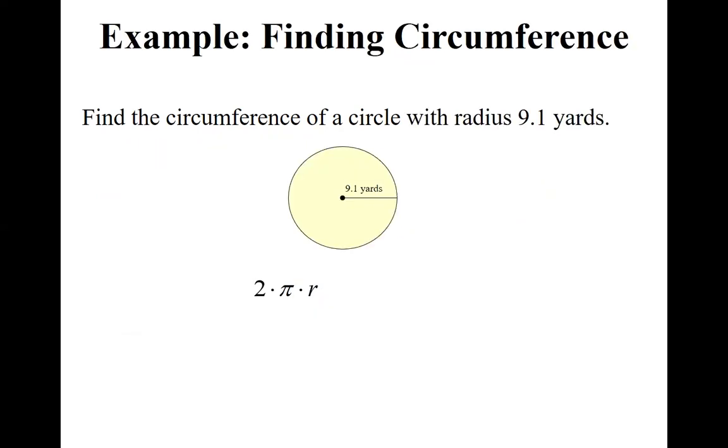Let's find the circumference of a circle with radius 9.1 yards. 2 times pi times r. 2 times 9.1 is 18.2. 18.2 times 3.14 is 57.148 yards. So, a new formula that we know.